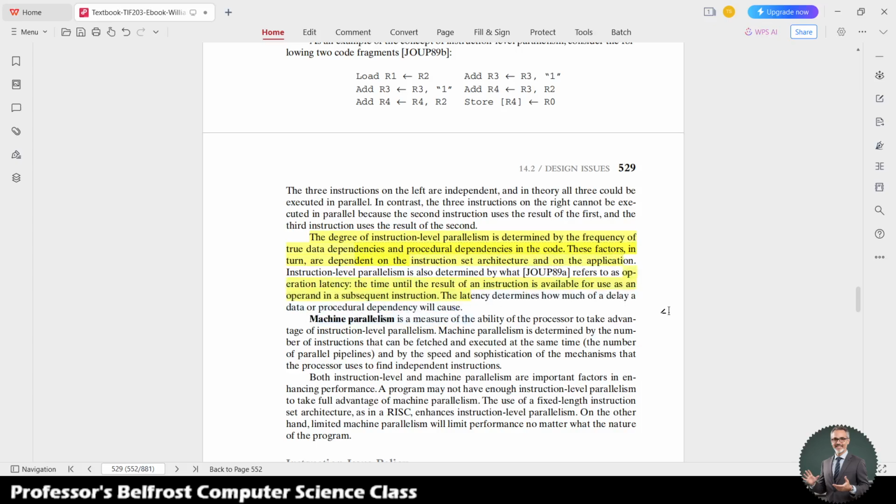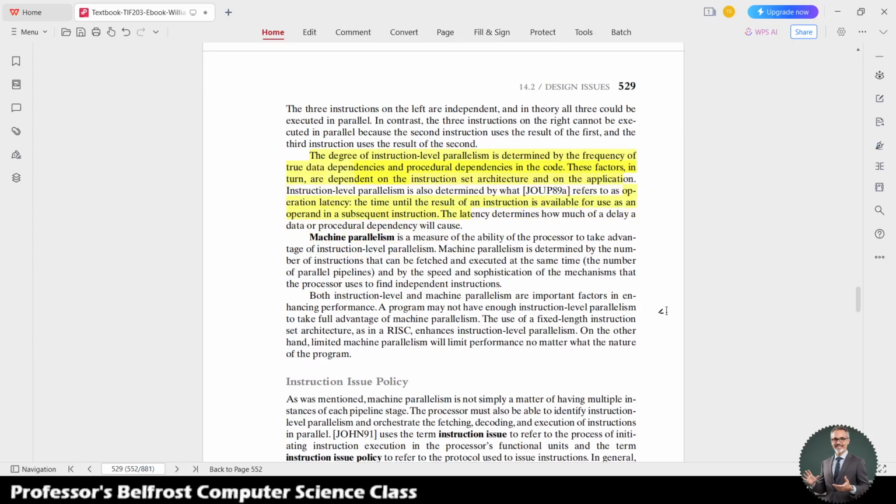Second is machine parallelism. This is a measure of the ability of the processor to take advantage of instruction level parallelism. Machine parallelism is determined by the number of instructions that can be fetched and executed at the same time. Both are similar, and both are important factors in enhancing performance. A program may not have enough instruction level parallelism to take full advantage of machine parallelism. The use of a fixed length instruction architecture, as in a RISC, enhances the instruction level parallelism. On the other hand, limited machine parallelism will limit the performance no matter what the nature of the program.